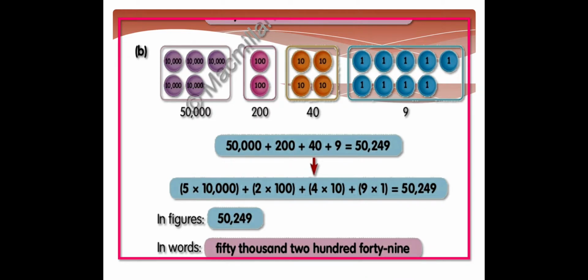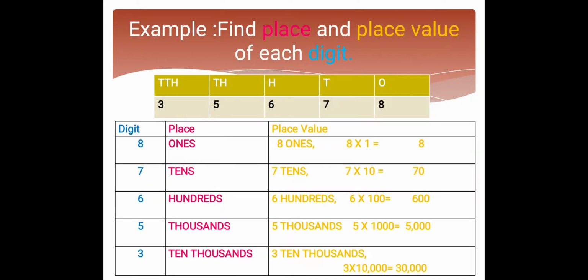There's another number. The discs show that there are 5 of 10,000. This is 200. This is 40, and this is 9. So here the number is 50,249, clearly showing that there is no value at the thousands place. So we read the number as 50,249. So let us take an example. Place the digits into the place value chart, 35,678. These are the places and these are the values.